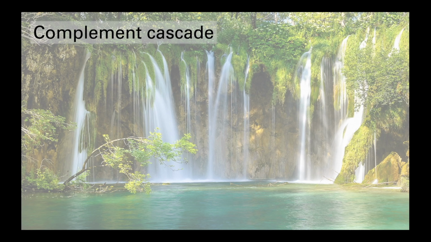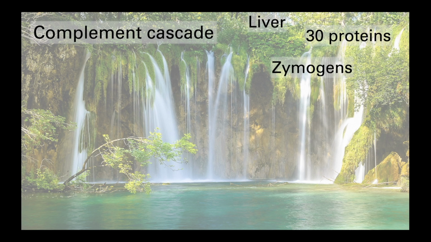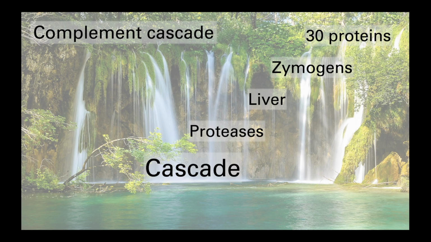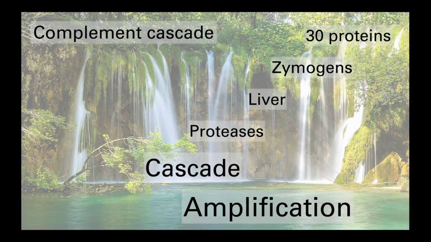The complement system is made up of over 30 proteins that are mainly synthesized in the liver as inactive zymogens, which means that they need to be modified or cleaved to become active. The activated proteins are proteases, and the effect of this is that one protein cleaves the next in the sequence, resulting in an activation cascade and amplification of the system. Now, something to bear in mind throughout this video is that the complement system is, by its very nature, pro-inflammatory, so it drives the inflammatory process.